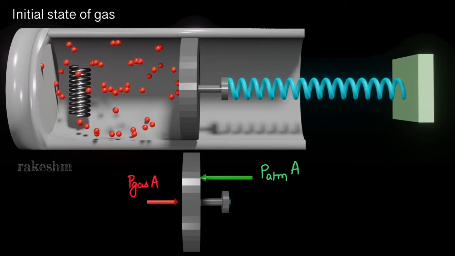So firstly, we'll look at the initial state of the gas. Firstly, we can say that this piston is in equilibrium.